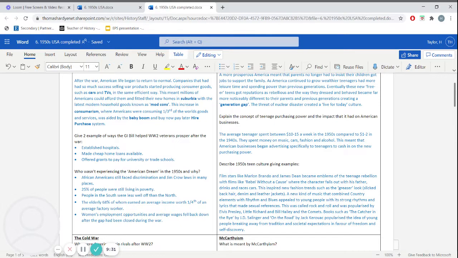Right, so next it's about explaining the concept of teenage purchasing power and the impacts that it had on American business.